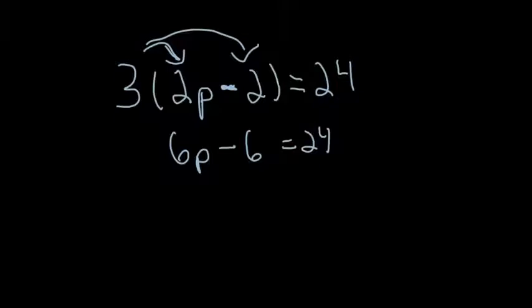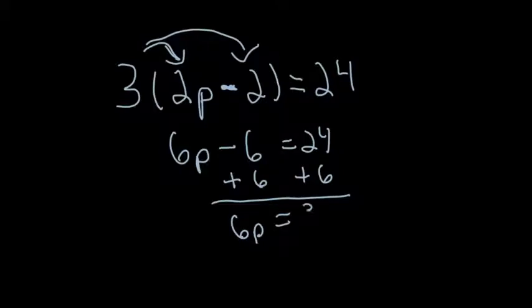Remember, we're working backwards in order of operations, so we're going to get rid of the minus 6 first. We're going to add 6 to both sides. So I'm left with 6p equals 24 plus 6, which is 30. To finish solving, I divide by 6 on both sides, and I get p equals 5.